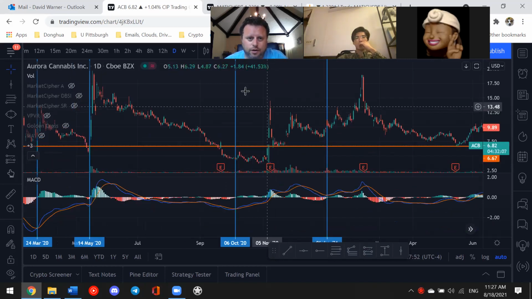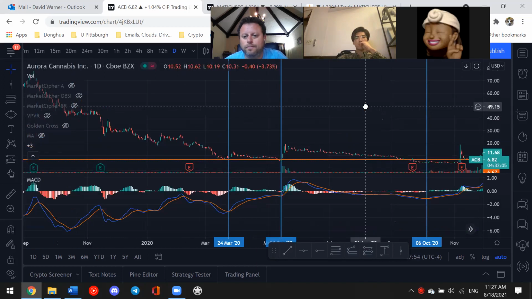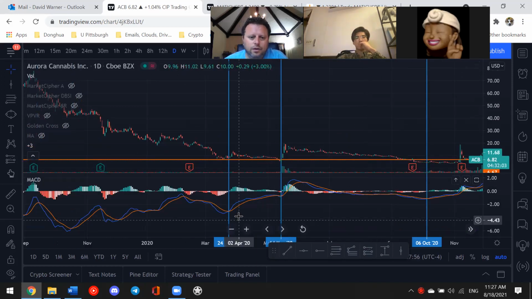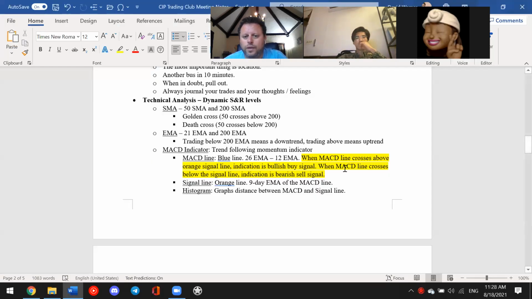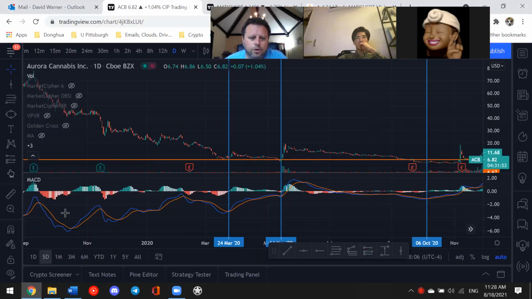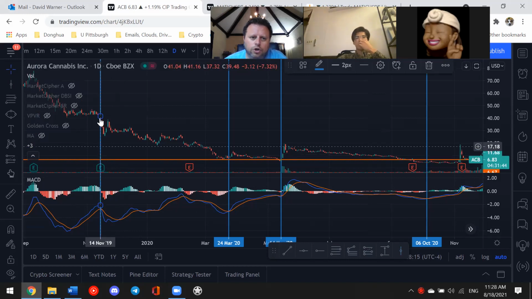That's the first thing we do with the MACD indicator. The second thing is the blue line crosses below. When the MACD blue line crosses below the orange signal line, it means sell. So blue line crosses above, buy. Would it have been a good idea to sell when the blue line crosses below? Should we have sold here? Yes. And had we let it run, we would have sold here.